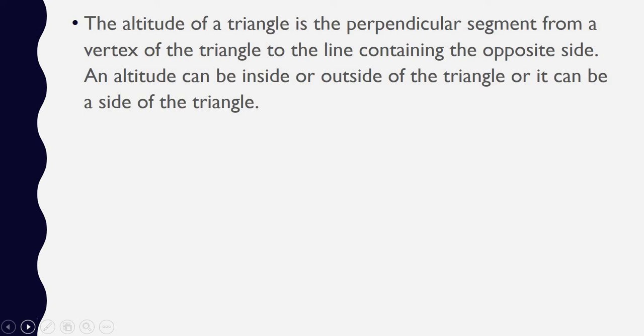Okay, the altitude of a triangle is the perpendicular segment from a vertex of the triangle to the line containing the opposite side. And an altitude can be inside or outside of the triangle, or it can actually be a side of the triangle. So let's start with a triangle that looks something like this.